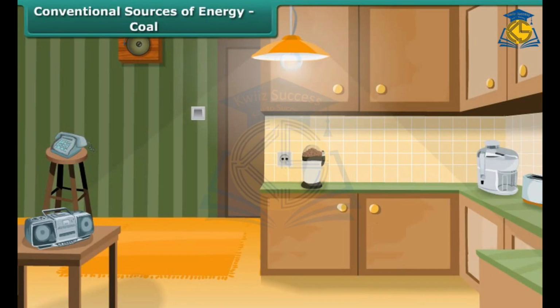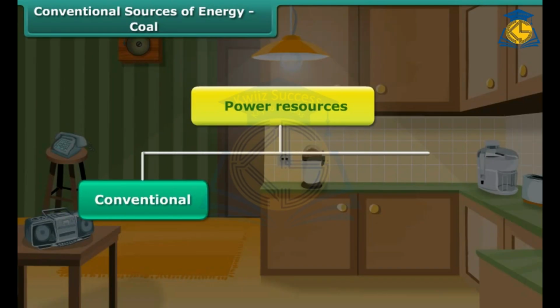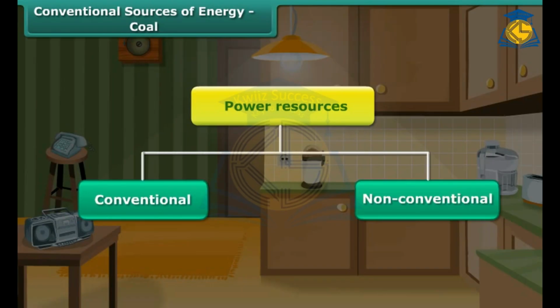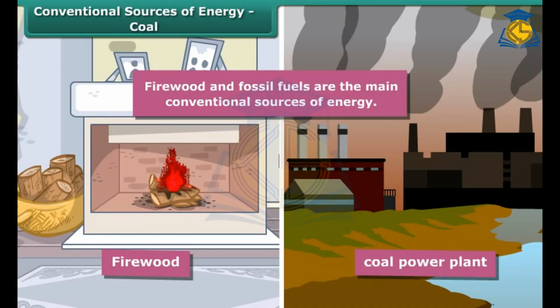We have seen that power is required to run daily use items. Power resources is broadly categorized as conventional and non-conventional resources. Conventional resources of energy are those which have been in use for a long time. Firewood and fossil fuels are the main conventional sources of energy.